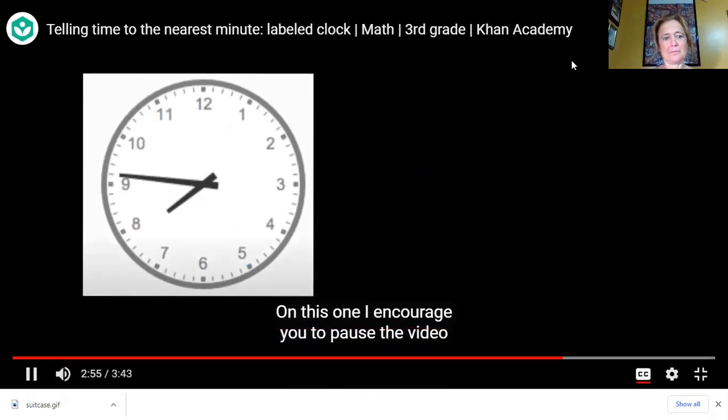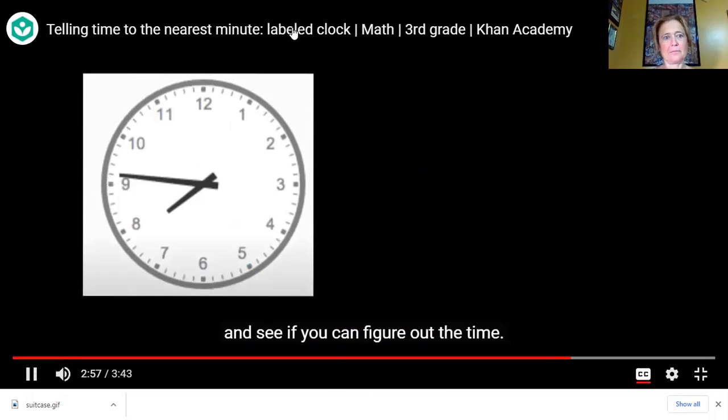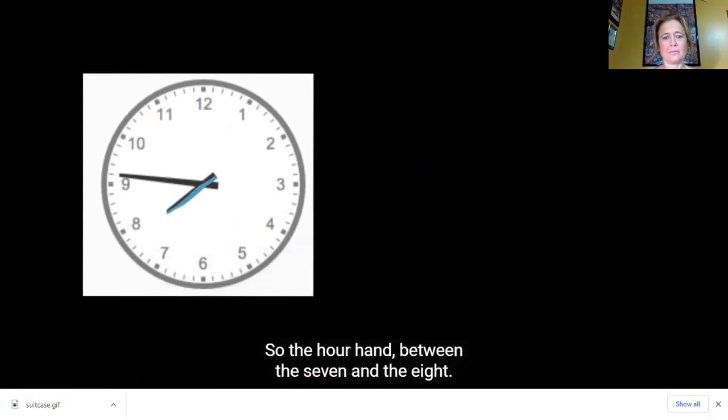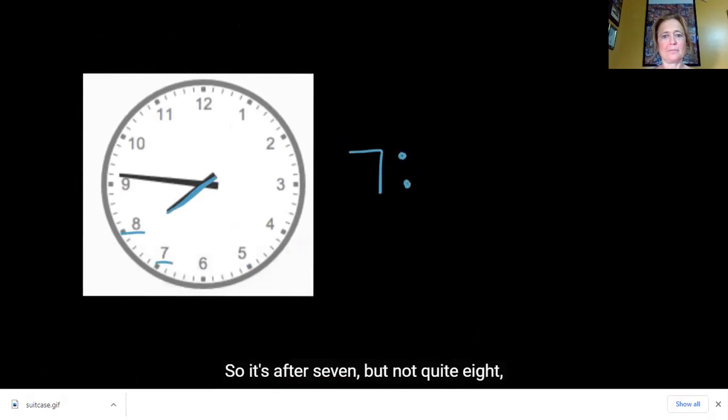On this one, I encourage you to pause the video and see if you can figure out the time. Okay, let's try it together now. The hour hand is between the 7 and the 8. So it's after 7, but not quite 8. And by looking at the hour hand, we can see it's quite a bit after 7 because it's almost to 8. And looking at the minute hand confirms that.